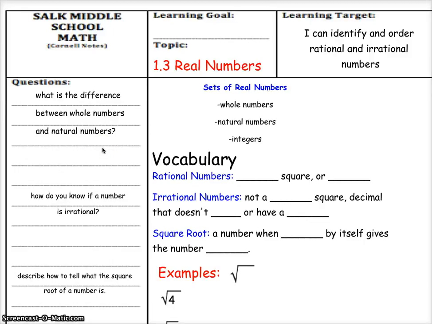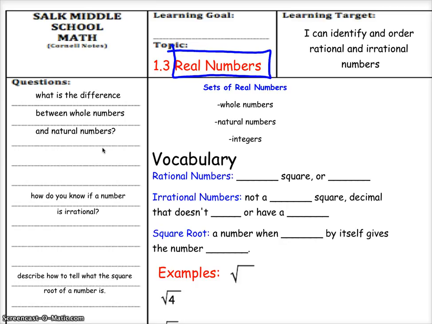Okay, we are moving on to 1.3 today. It is an intense lesson that is incredibly important for our 8th grade standards. The topic is what's called real numbers. It means they exist. A real number means they exist.